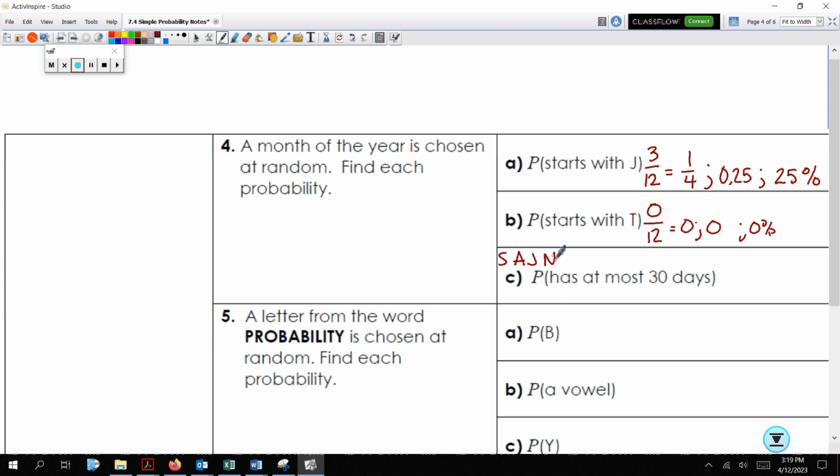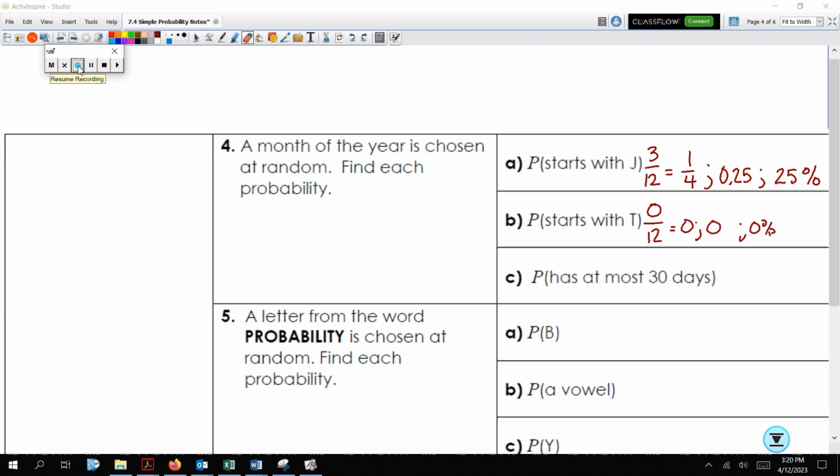Yeah. Anyway, so that's it. So that gives us 4. Oh, at most 30 days. Oh my gosh. Hold on. I was thinking all the ones that have 30 days. At most 30 days.